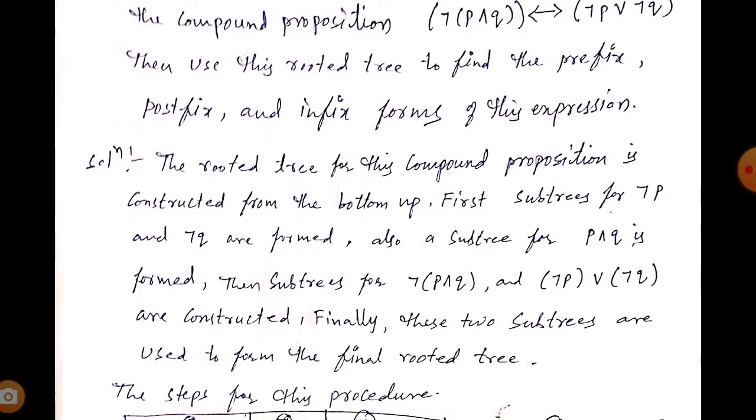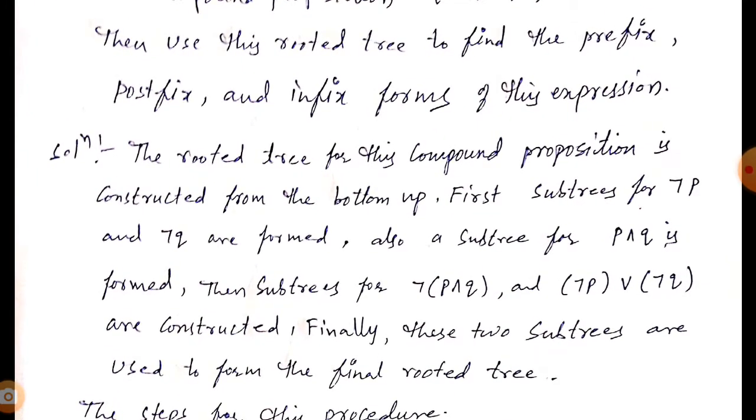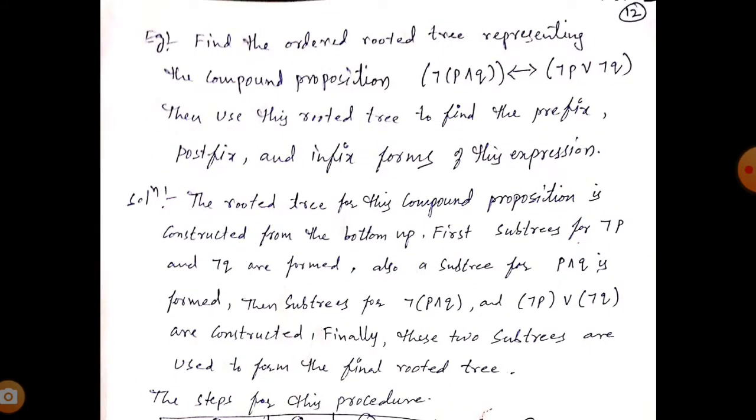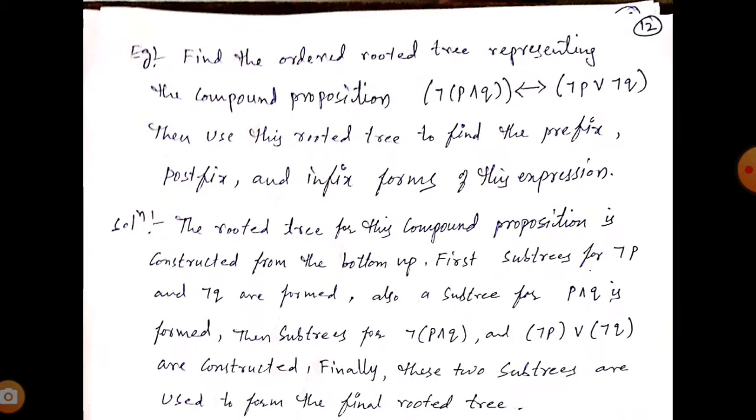Now the rooted tree for this compound proposition is constructed from the bottom up. First, subtrees for negation P and negation Q are formed. So you have to observe here, negation P or negation Q is there in the bottom up. Negation P, negation Q is the innermost bracket you can observe, so there you have to first form. Also, a subtree for P and Q we have to form.